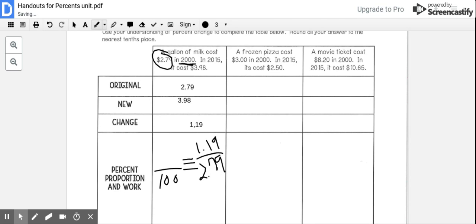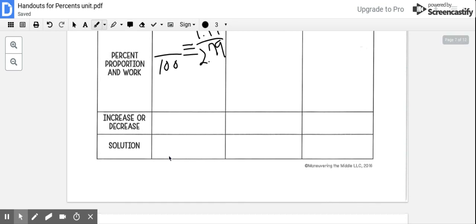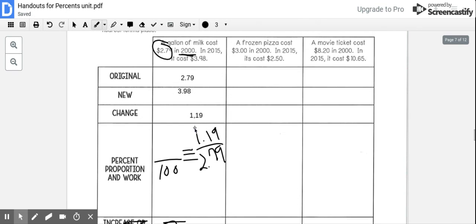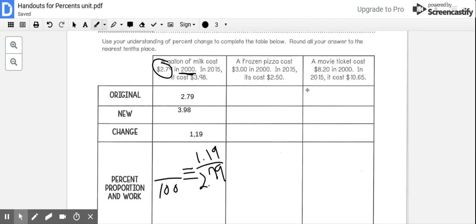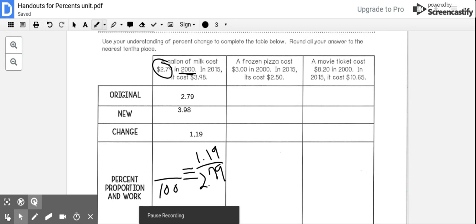And then you cross multiply and divide like we're used to. And it should come out as 42.7% because it said to round to the nearest tenth. Now, is that an increase or decrease? That would be an increase. So I'm just going to put an I there. Okay, go ahead and do the next ones and see if you can do them on your own. So go ahead and pause the video.